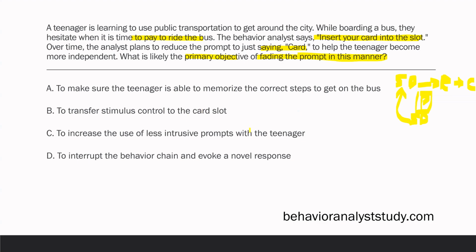C, to increase the use of less intrusive prompts with the teenager. We're not trying to increase anything. We're not trying to increase prompts here. We're trying to reduce prompts. D, to interrupt the behavior chain and evoke a novel response. This is not a behavior chain interruption strategy. It's a simple prompting strategy. The behavior analyst is providing that verbal prompt for the teenager to know when to pay. Now they're trying to fade out the verbal prompt where the SD just becomes either the slot or getting onto the bus. The primary objective likely is to transfer stimulus control to the card slot.